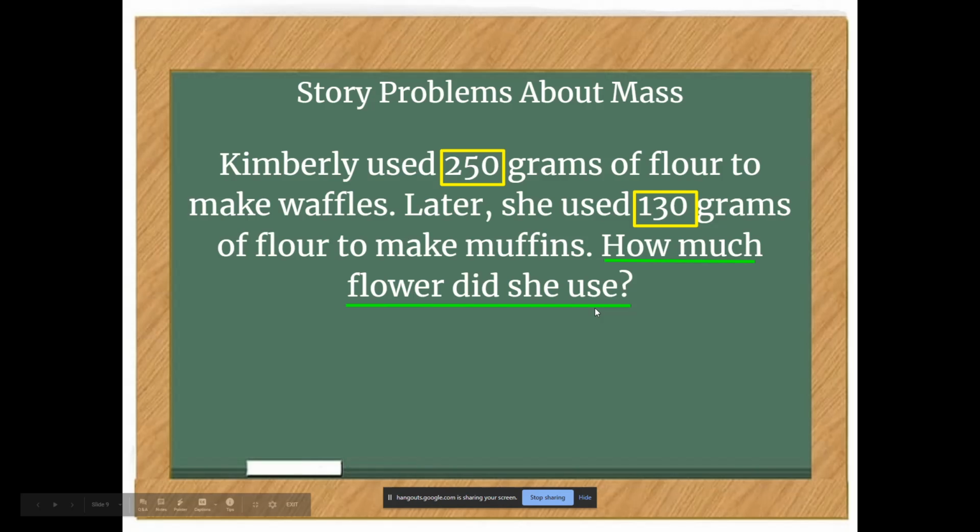So we have Kimberly here. She used 250 grams of flour to make waffles. Later, she used 130 grams of flour to make muffins. How much flour did she use?